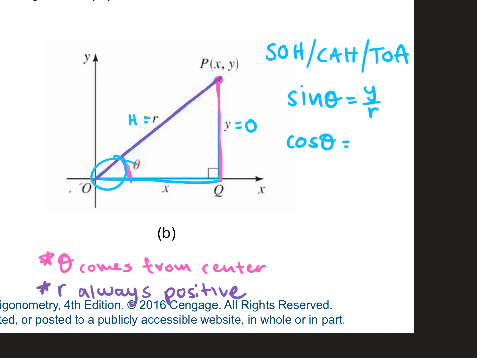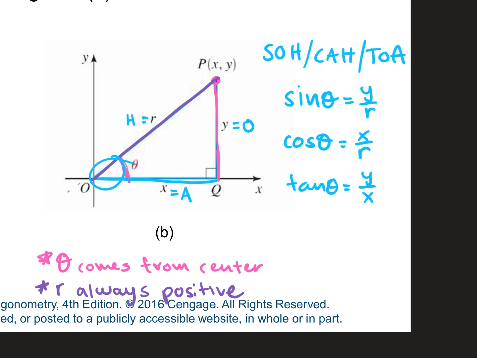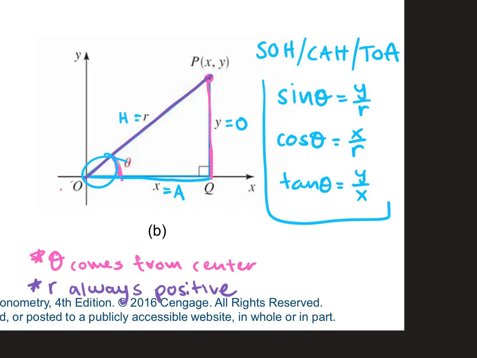Cosine is adjacent over hypotenuse. So what's our adjacent? X. So it would be x over r. And then tangent is opposite over adjacent. So what would that be? Y over x. So these you have to know.